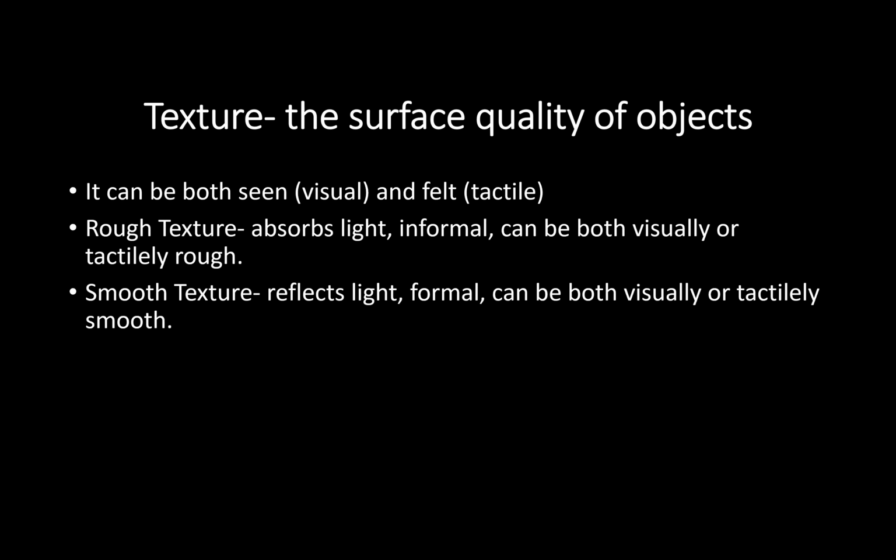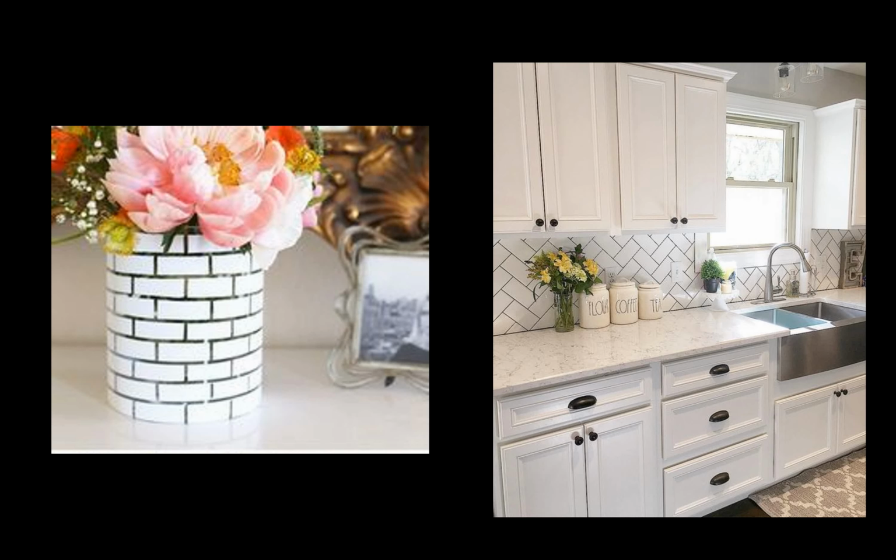Rough texture absorbs light. It's informal, and it can be both visually or tactilely rough. Smooth texture reflects light. It's formal, and it can be both visually or tactilely smooth. Here are some examples of some smooth textures.